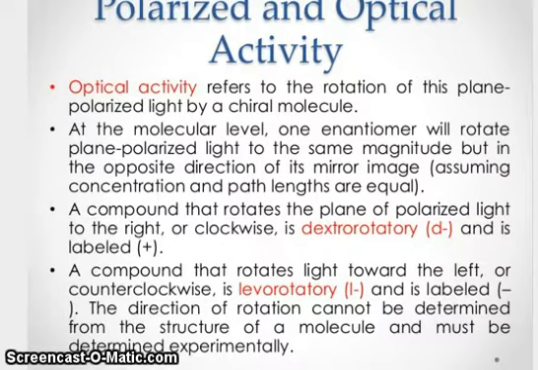The next important point: a compound that rotates the plane of polarized light to the right, or clockwise, is dextrorotatory. It is represented by a small d and is labeled plus. A compound that rotates light toward the left, or counterclockwise, is levorotatory. It is represented by a small l and is labeled minus. The direction of rotation cannot be determined from the structure of a molecule and must be determined experimentally.